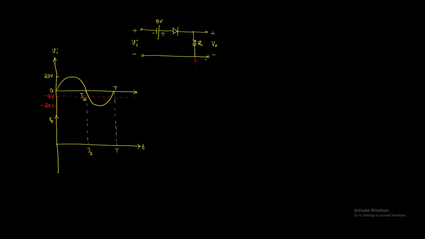So if my diode is supposed to be turned on, it will be on whenever my input goes above this particular value. Whenever my input is below this reference, this transition voltage of minus 5 volt, the diode is going to be off. So I can write here the transition voltage is equal to minus 5 volt.